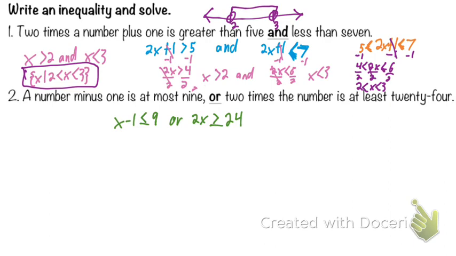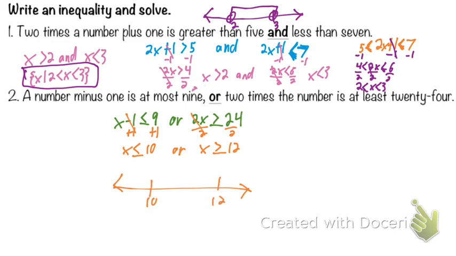So now we'd solve them. We solve these separately. Add 1, x is less than or equal to 10. Or divide by 2, x is greater than or equal to 12. So let's graph these. I'm going to graph 10 and 12. 10 is going to be a closed circle, and so is 12. 10 goes to the left, and 12 goes to the right. So the or ones should go to the outside, and they do. And our set notation is x such that x is less than or equal to 10, or x is greater than or equal to 12.